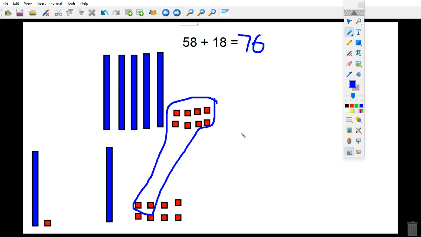Sometimes this part right here is where it gets a little confusing for students. So on the homework, if the problem is the base 10 blocks are already there or partially there, you can have them draw them out on their own sheet of paper just to make it a little bit easier.